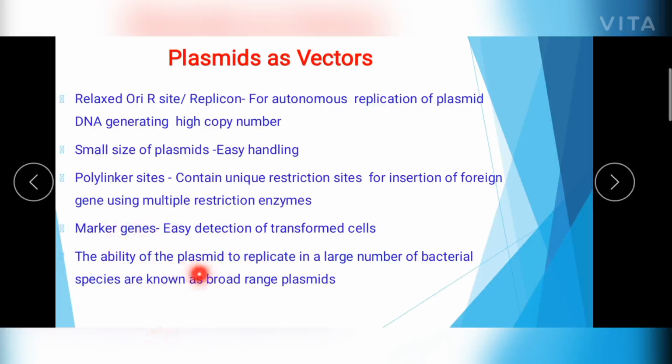And also the plasmid should have the ability to replicate in a large number of bacterial species, and it should have broad host range capacity. So like this, different features which are necessary for an efficient vector should be satisfied by a plasmid. If all these features are exhibited, then that plasmid can be used as a vector in gene cloning experiments.